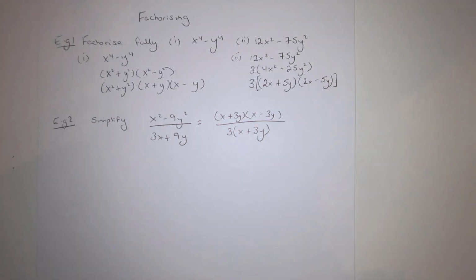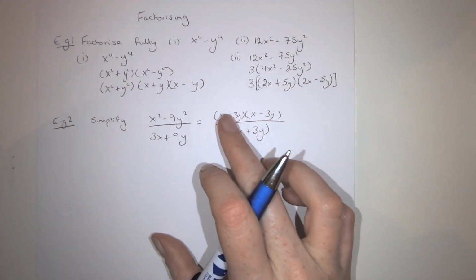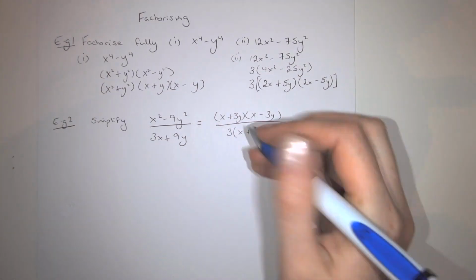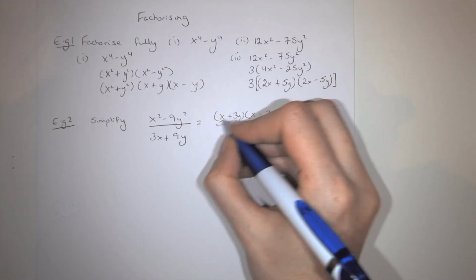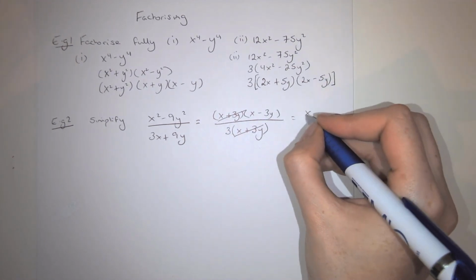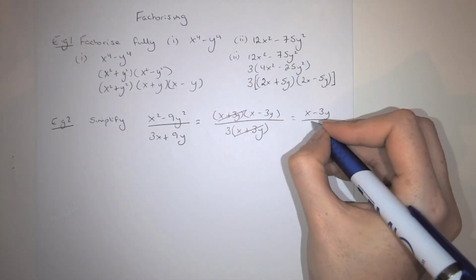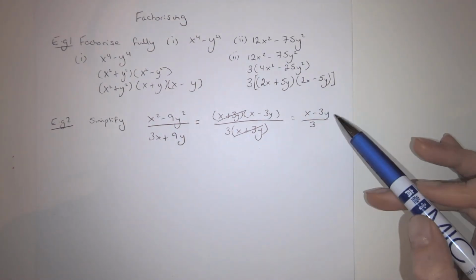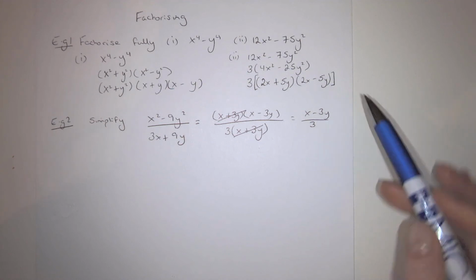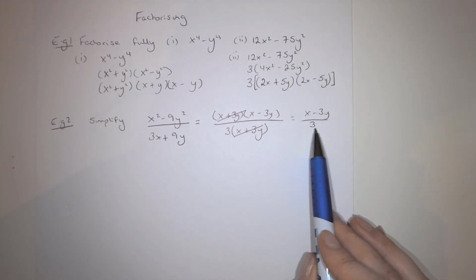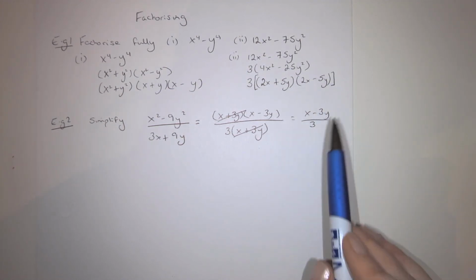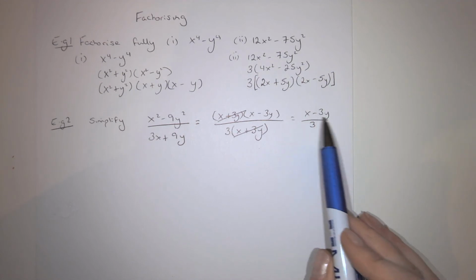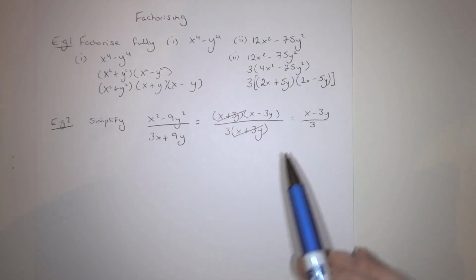So I'm delighted to see that we've got a bracket common above and below the line. So I can cancel them. I'm left with x minus 3y over 3. And some people always wonder, can I cancel that 3 with that 3? No, I can't. All of the bottom line must go into all of the top line, and as it only goes into one of the parts, I have to leave it as it is. So that's it, simplified out fully.